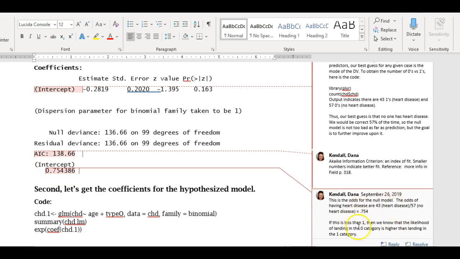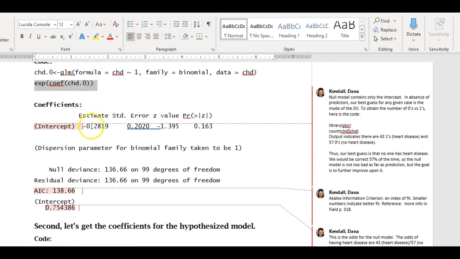So I gave you this information over here. This is the odds for the null model. So for every given case in the data set, we're going to assume they did not get heart disease. And we'll be right 57% of the time, and wrong 43%. So the goal is, can we improve this prediction? Can we be right more than 57% of the time? That's the goal. Okay, so that's our baseline model. We're right 57% of the time, and so we're going to compare our proposed model to that, and hopefully we will be right more of the time. That is the big goal.